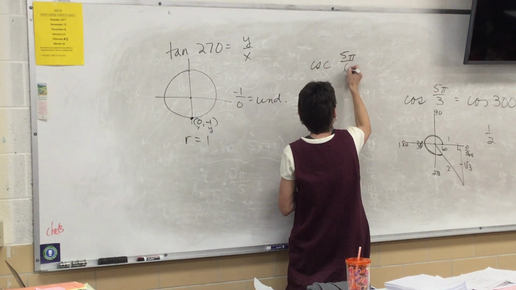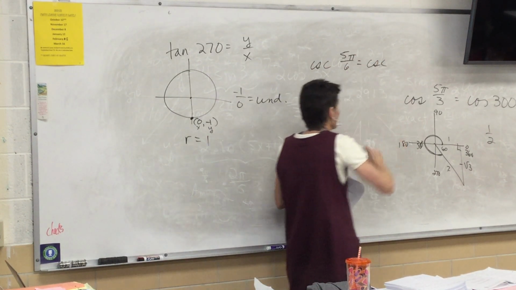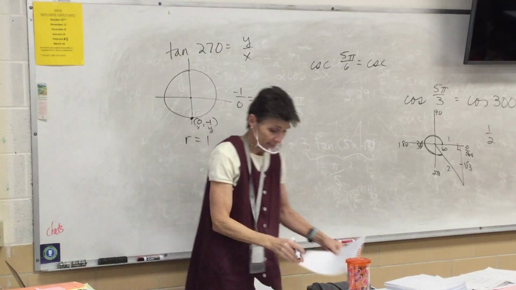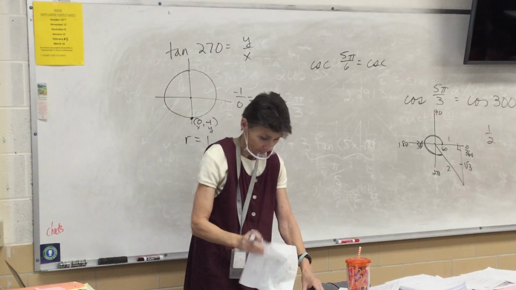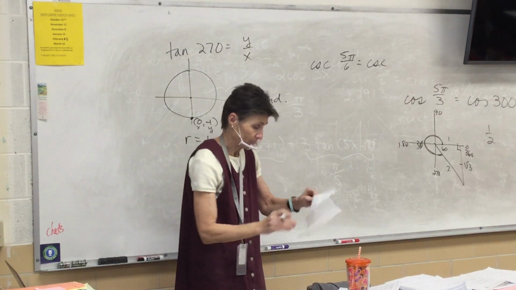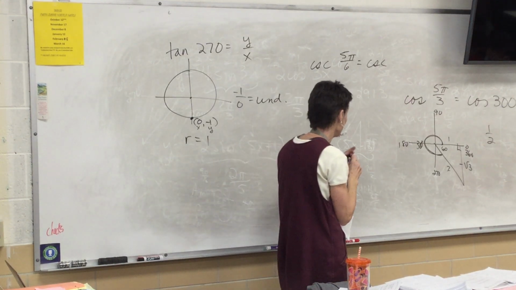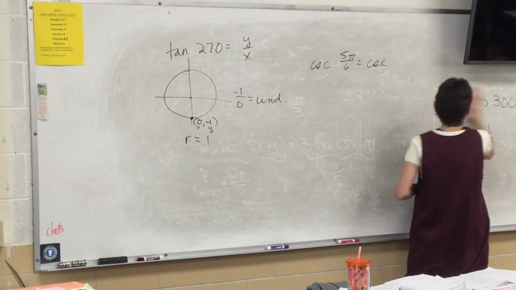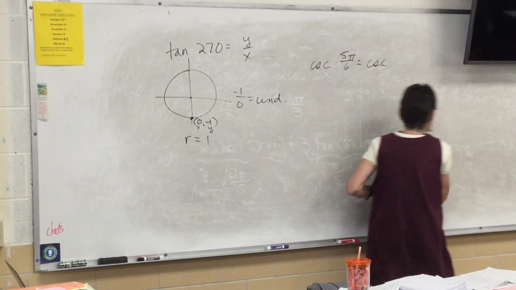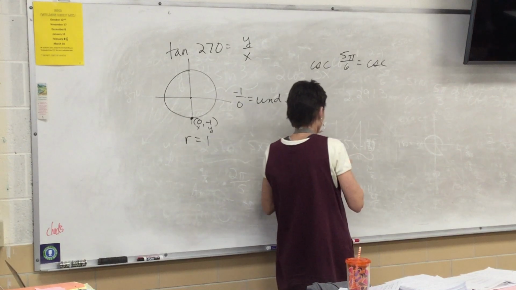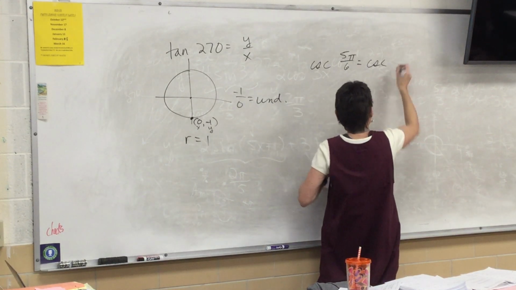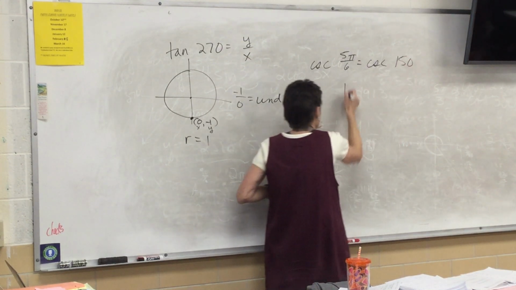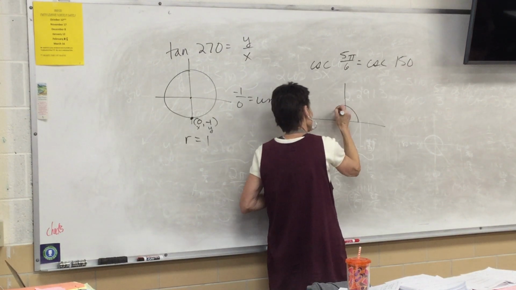Cosecant 5 pi over 6. Well, what's 5 pi over 6? 150. Pi is 180, divided by 6 is 30, times 5 is 150. So this is the cosecant of 150. So that's going to be over here.